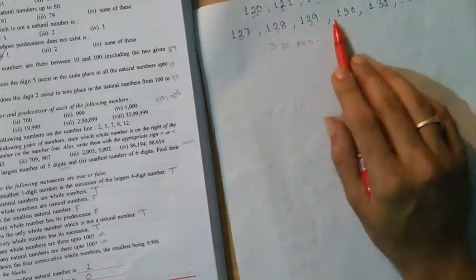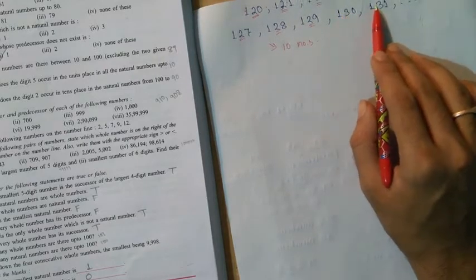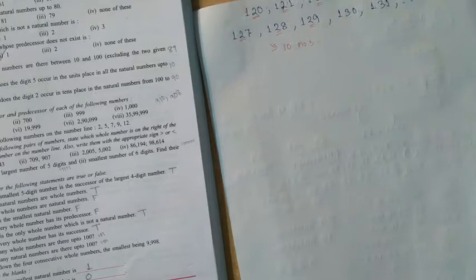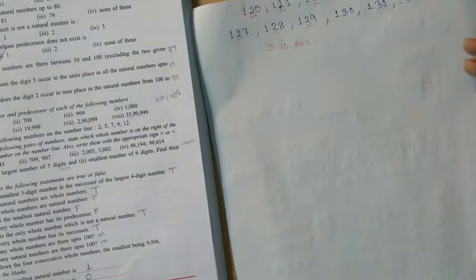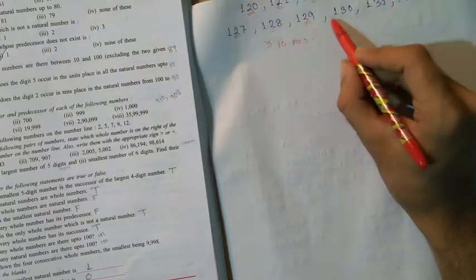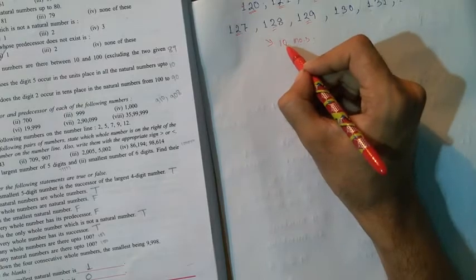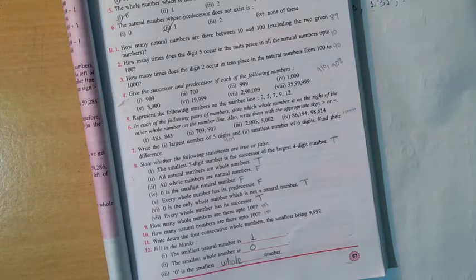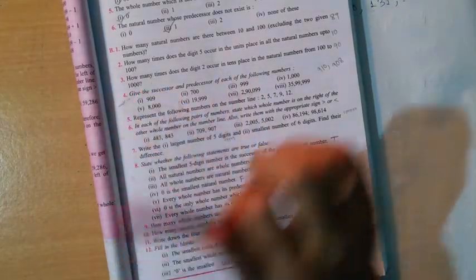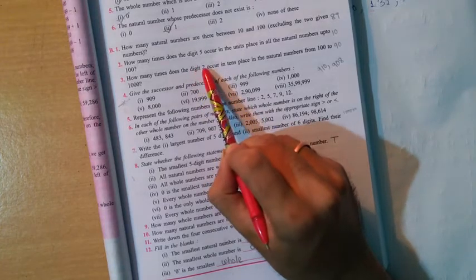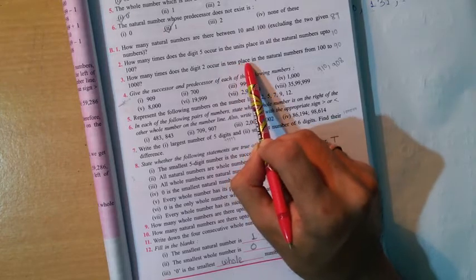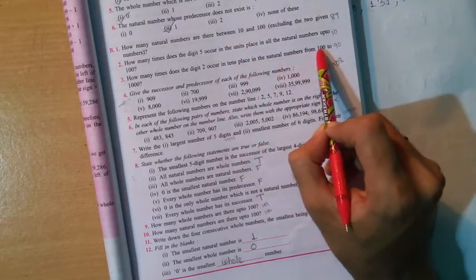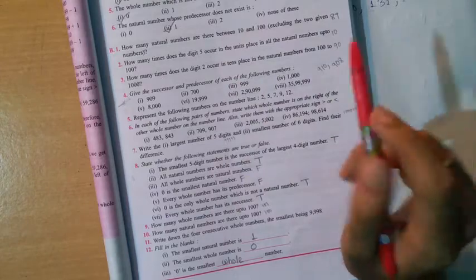After that, if you go on writing from 131, 132, 133, that way up to 1000, you will not get anywhere the tens place as 2 after this one. So the answer here will be 10. All right. You can write the answer this way: the digit 2 occurs 10 times in the tens place in the natural numbers from 100 to 1000. That way you can write.